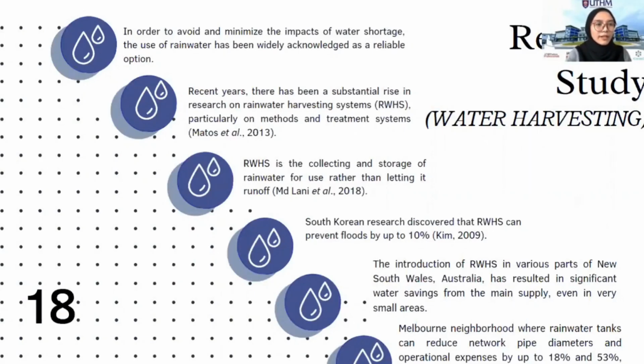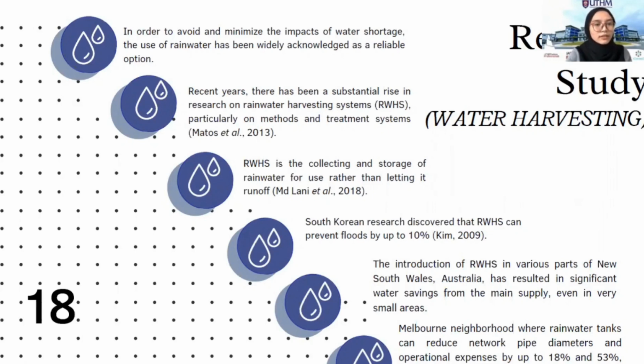Lastly, relevant study in water harvesting. In order to avoid and minimize the impact of water shortage, the use of rainwater has been widely acknowledged as a reliable option. In recent years, there has been a substantial rise in research on rainwater harvesting systems, RWHS, particularly on method and treatment systems. RWHS is collecting and storing rainwater for use rather than letting it run off.